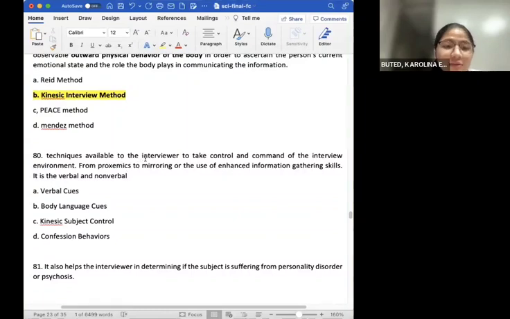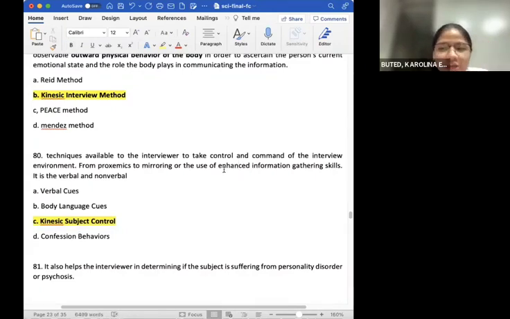Techniques available to the interviewer to take control and command of the interview environment, from proxemics to mirroring or the use of enhanced information gathering skill. It is a verbal or non-verbal. Anong tawag natin dito? Okay? Okay, ano to? Okay, ito ay kasama na to ng mga verbal cues natin sa kinetic interview method. How do we call this? This is the kinetic subject control. Okay, verbal cues.